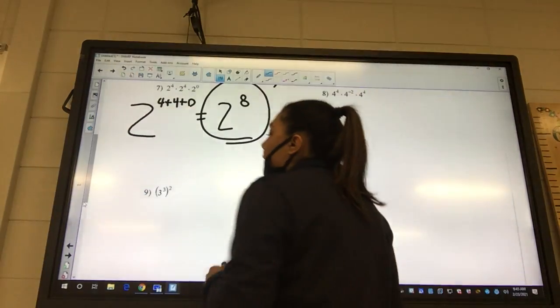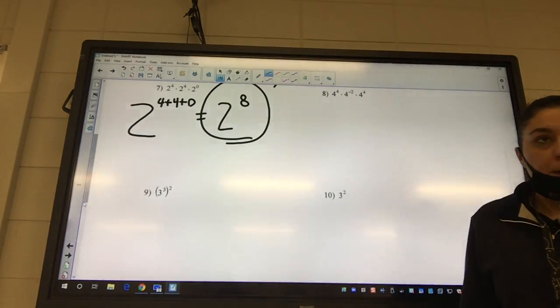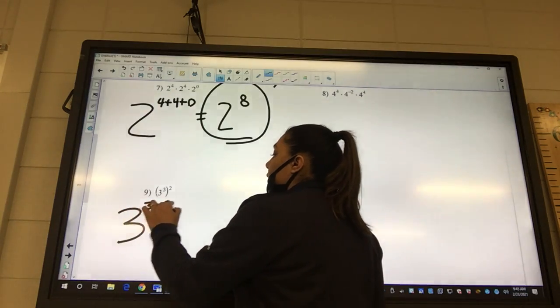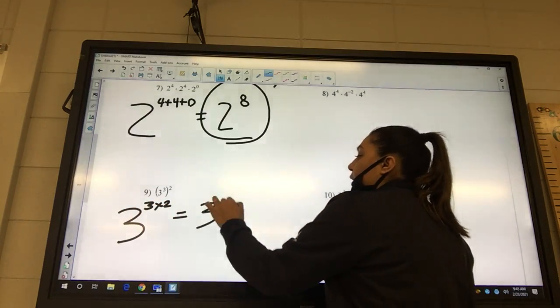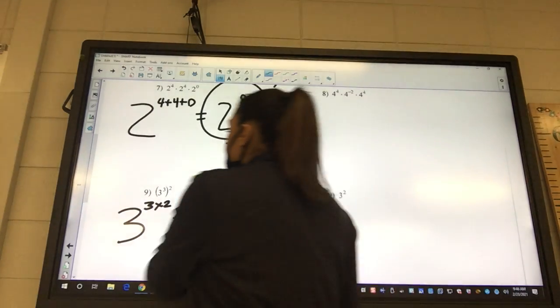Okay, 9. What type of rule is that? Power. What do you do with the exponents? Add it. Multiply it. So it's going to be 3 to the 3 times 2. 6. So 3 to the 6th. Yep. Okay, and that's it. There's no negatives. There's no zeros.